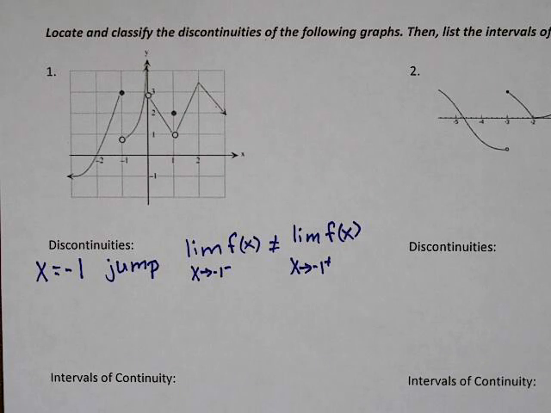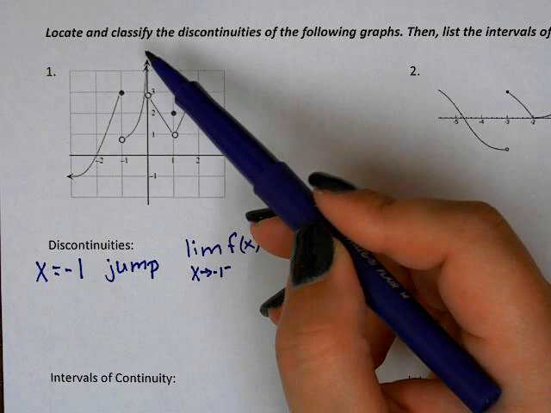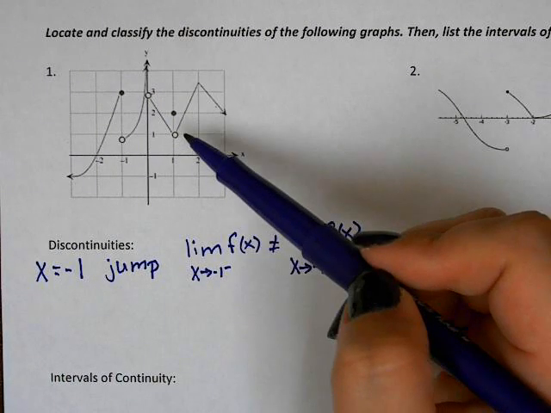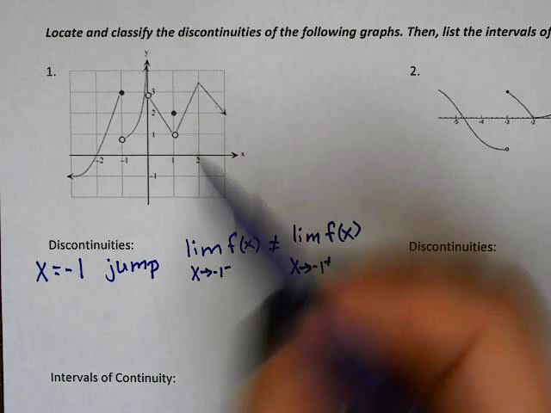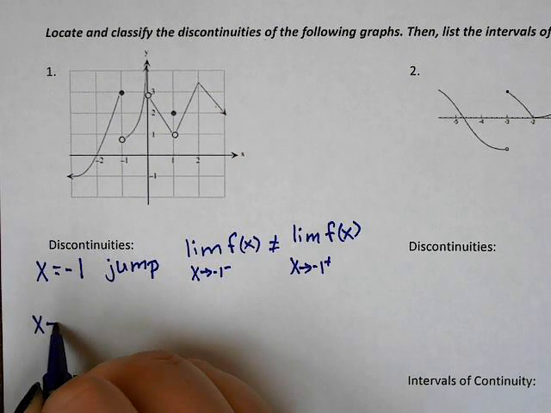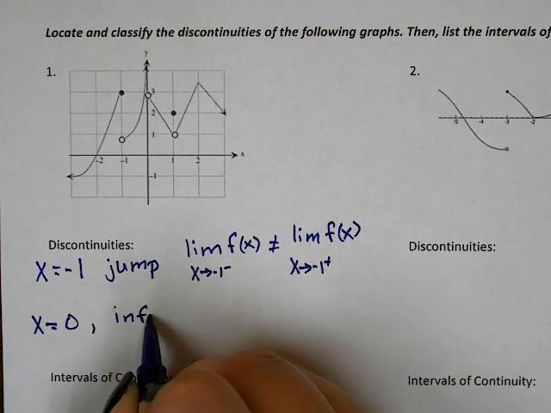All right, then we can also see at 0 that there's a little bit of a problem. On the left side of 0, we're approaching positive infinity, but on the right side of 0, we're actually approaching 3. So we definitely have a problem at x equals 0. And that one is an infinite discontinuity.